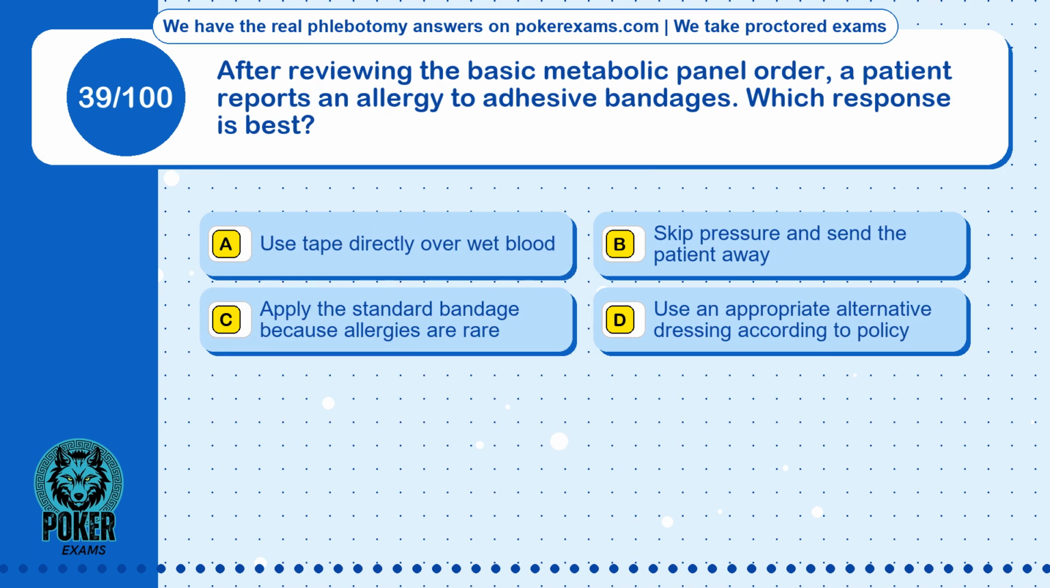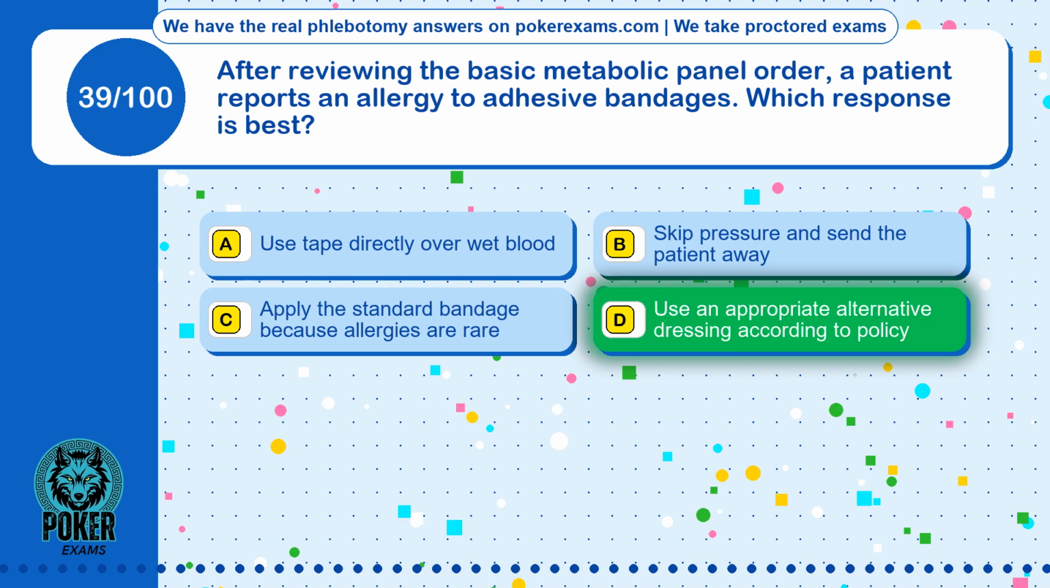Question 39. After reviewing the basic metabolic panel order, a patient reports an allergy to adhesive bandages. Which response is best? Option A: use tape directly over wet blood. Option B: skip pressure and send the patient away. Option C: apply the standard bandage because allergies are rare. Option D: use an appropriate alternative dressing according to policy.